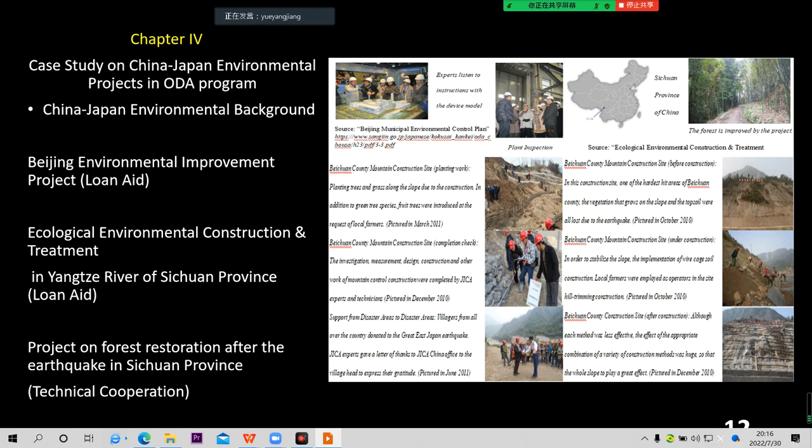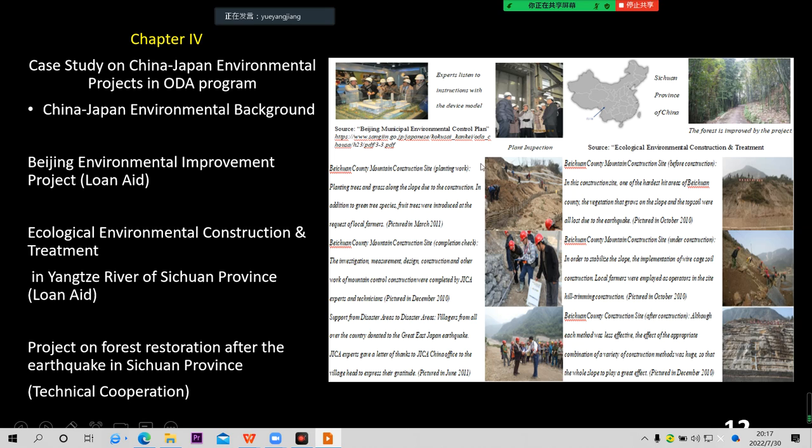province. Because in 2008, Sichuan province in China encountered a big earthquake, and tons of families, houses, and also the forest were destroyed by the earthquake. But Japan's ODA program came in and helped the Chinese government rebuild the forest and also rebuild the homeland. So it was a very thankful action that the Japanese government took in this project for China.